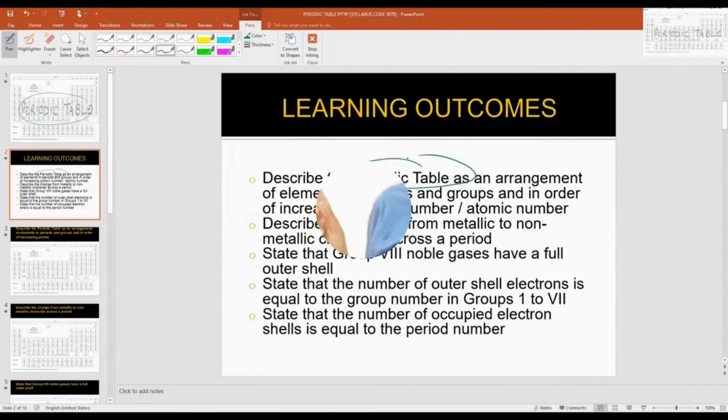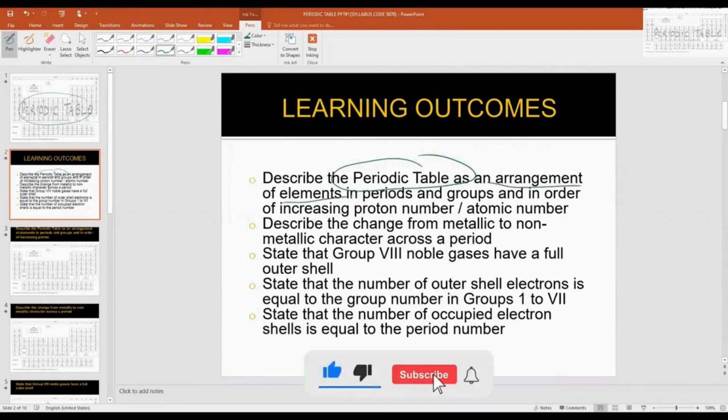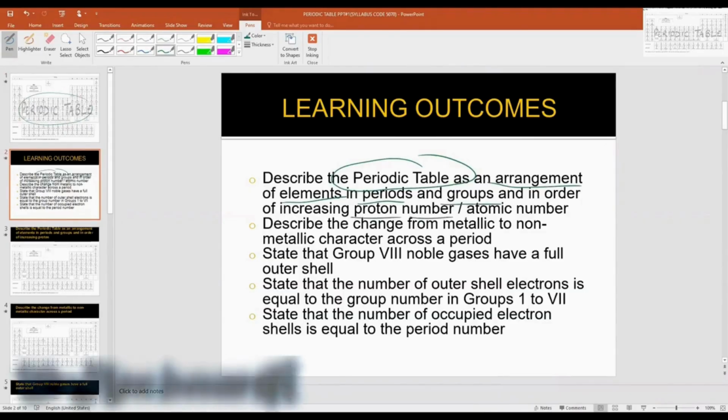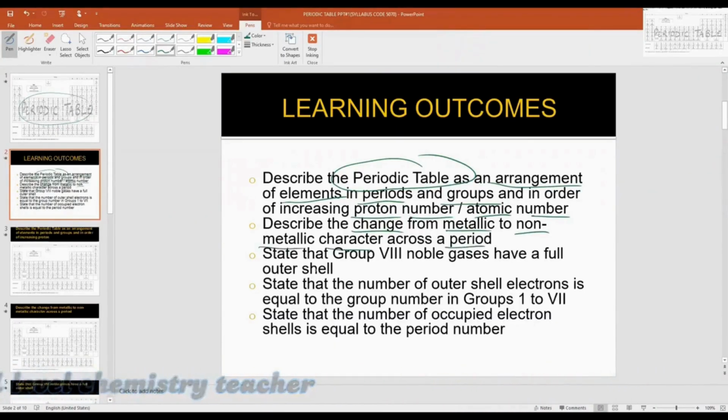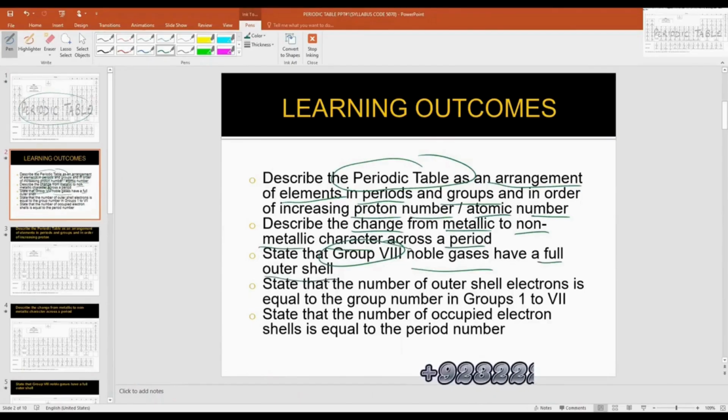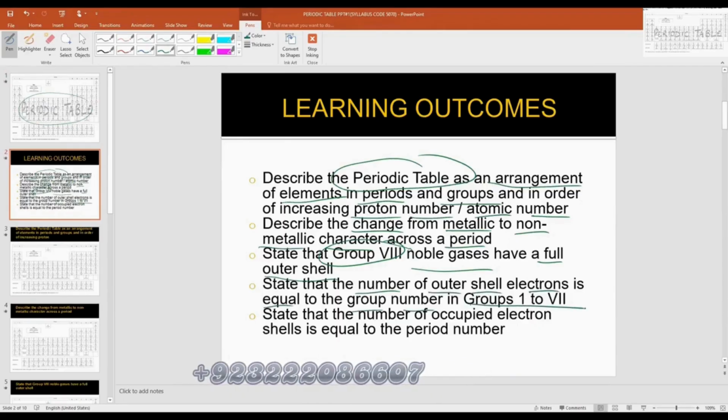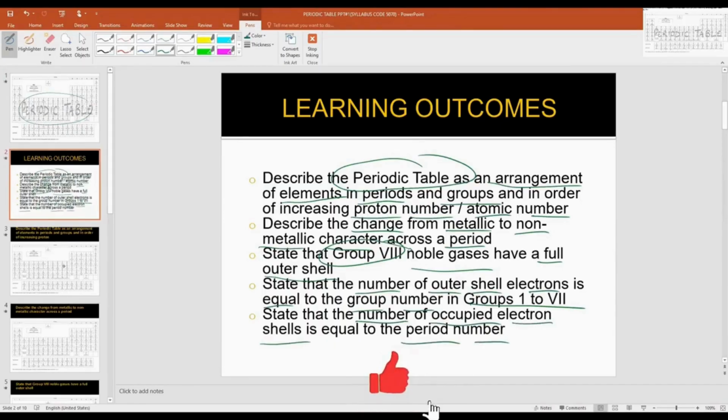Describe the periodic table as an arrangement of elements in periods and groups and in order of increasing proton number, atomic number. Describe the changes from metallic to non-metallic character across a period. State that group 8 noble gases have a full outer shell. State that the number of outer shell electrons is equal to the group number in groups 1 to 7. State that the number of occupied electron shells is equal to the period number.